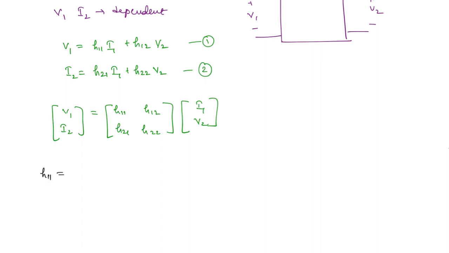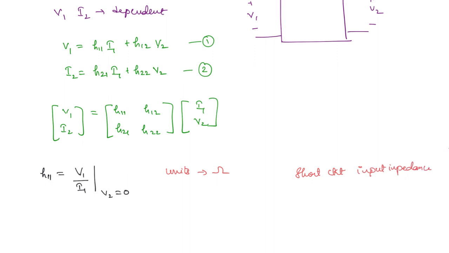We can now define the H parameters just like we have discussed the impedance and admittance parameters. H11 will be what? In equation 1, if you substitute V2 is equal to 0, then the ratio of V1 and I1 will give you H11. So H11 is equal to V1 by I1 when V2 is equal to 0. The units are ohms because it is the ratio of voltage and current. Now, V2 is equal to 0, that means it is a short circuit parameter, and V1 by I1 is on the input side. So we name H11 the short circuit input impedance.